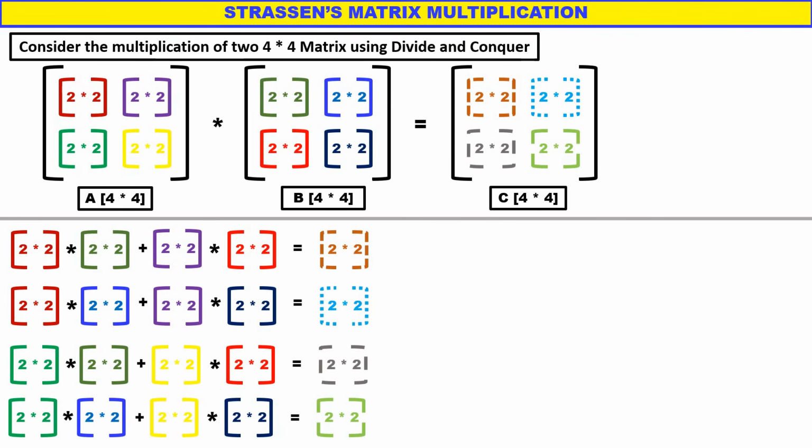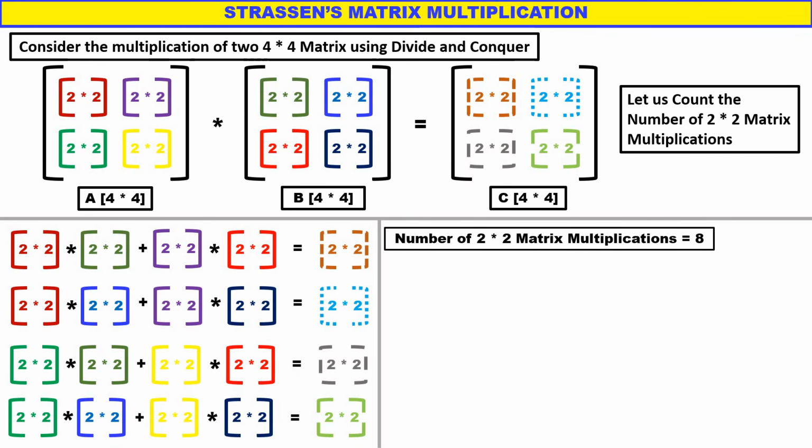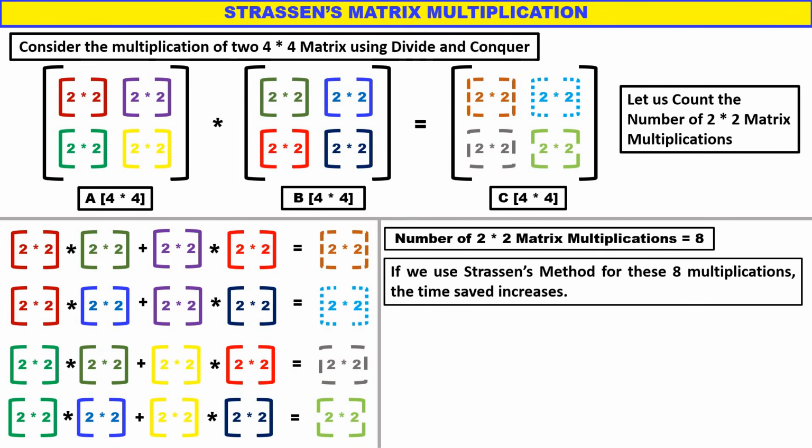So did we multiply individual elements? No. We multiplied 2 cross 2 matrices. Now, let us count the number of 2 cross 2 matrix multiplications. 1, this is the first 2 cross 2 matrix multiplication. 2, 3, 4, 5, 6, 7, 8. So actually here we did 8 2 cross 2 matrix multiplications. Carefully understand, 8 2 cross 2 matrix multiplications. So the number of 2 cross 2 matrix multiplications is 8.